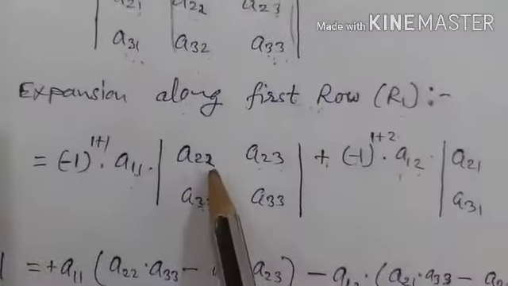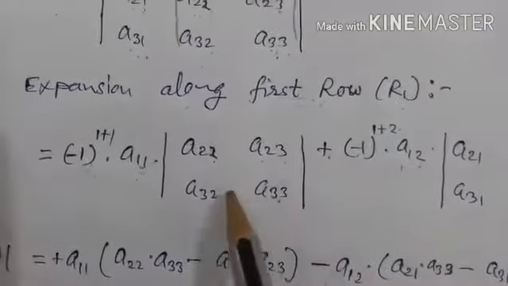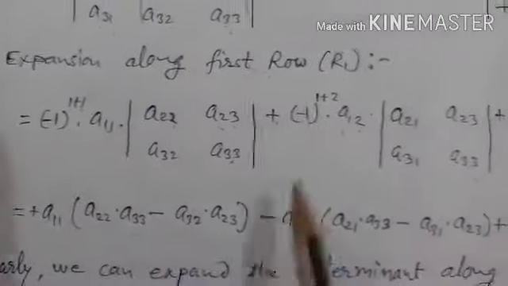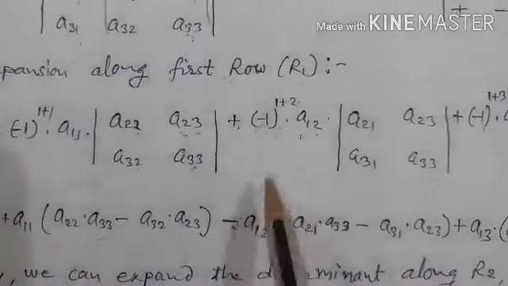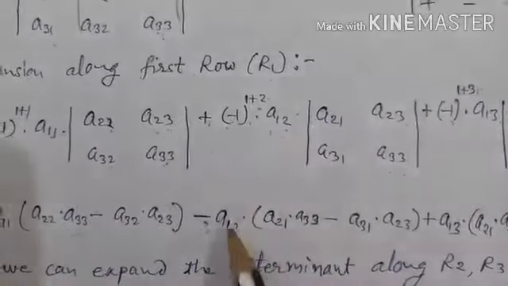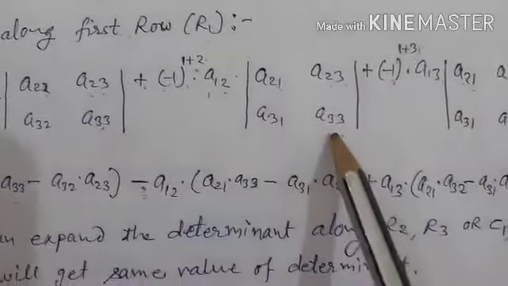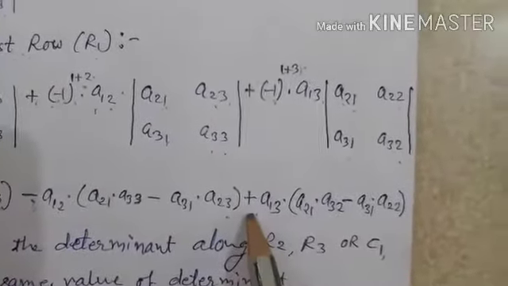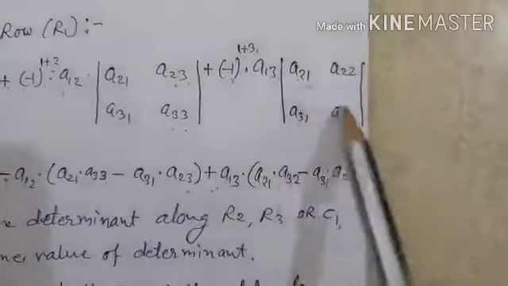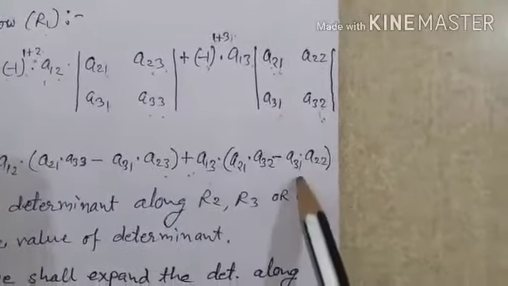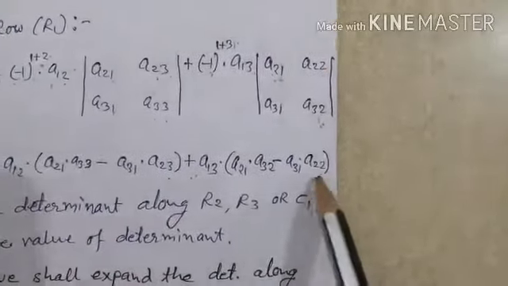Now the expansion of a 2 by 2 matrix is very simple. a11 times (a22 multiplied by a33 minus a32 into a23), minus, because the power is 3, a12 as it is, times (a21 into a33 minus a31 into a23), and last, once again a plus sign, a13 multiplied by (a21 into a32 minus a31 into a22).